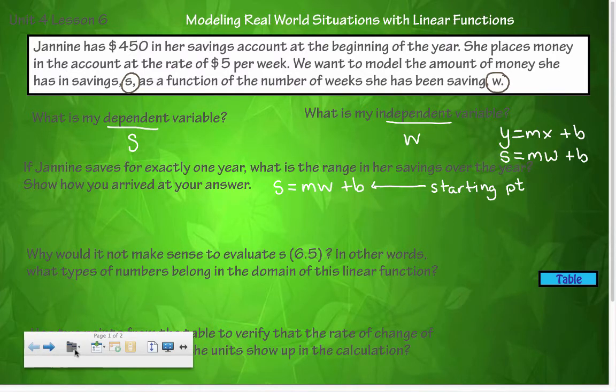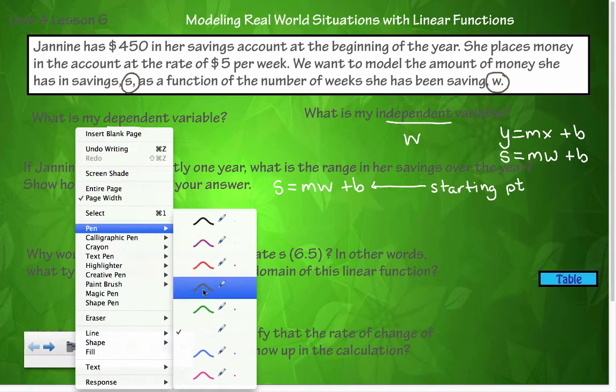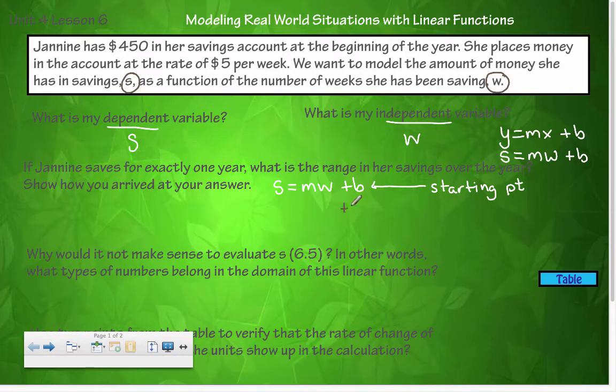So in this case, where did we start? How much money did she start off with? She started off with $450. Then every week, she wanted to save $5. So her $5 is her rate of change. Her bank account will be changing by $5 per week. And that will tell us her savings. So there, we just modeled this situation with a linear function.